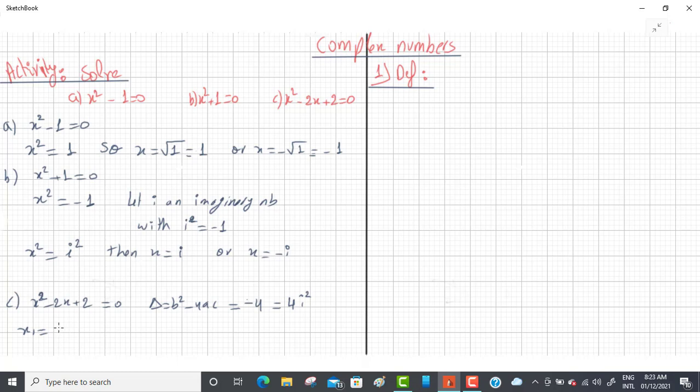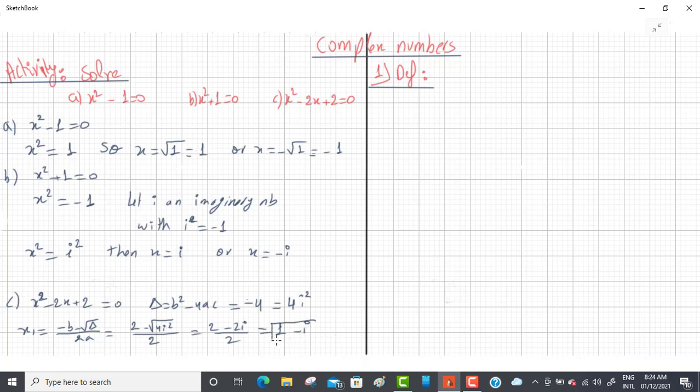x1 equal minus b minus radical delta over 2a is going to be minus b, 2, minus radical of 4i squared over 2. It's 2 minus 2i over 2. It's 1 minus i. When they solve a quadratic equation with delta negative, they turn delta in terms of i squared, and they can find the roots. And when they found the root, they obtained 1 minus i.